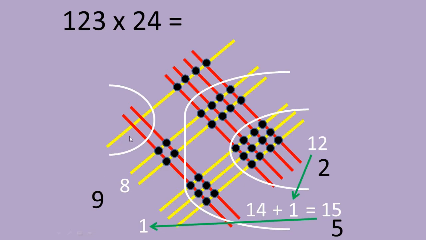In the last part, we have 1 and 2. So we have 2 intersecting lines. Then reading the number from left to right, we have 2, 9, 5, and 2. Therefore, the answer is 2,952.